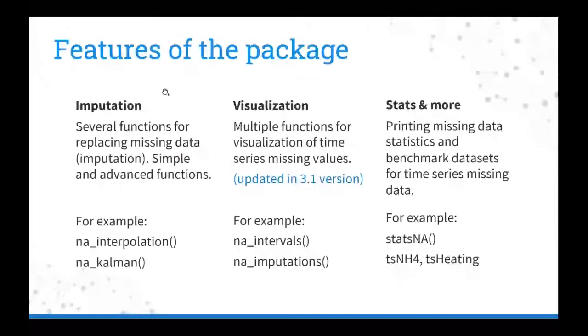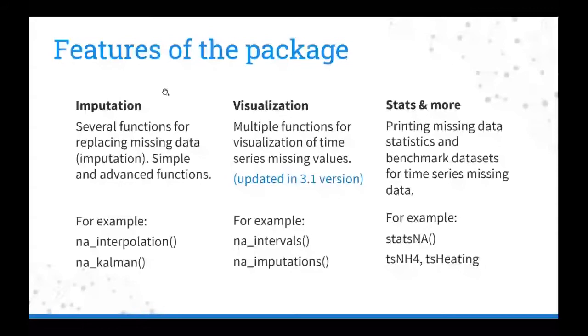A short wrap up: the imputation functions go from simple to more advanced. An example would be classical interpolation. A more advanced function would be Kalman smoothing on state space models. The main advantage of these advanced functions is they can deal better with seasonality or trends. Visualization is updated, and we'll be talking about it now. Beyond stats, there are also benchmark data sets which can help you with comparing algorithms and experimenting a little bit. These come in handy.